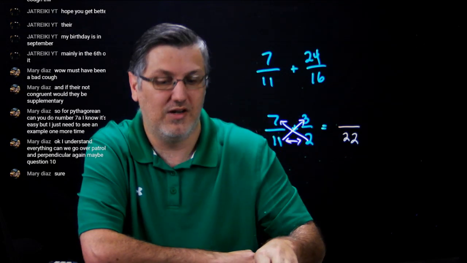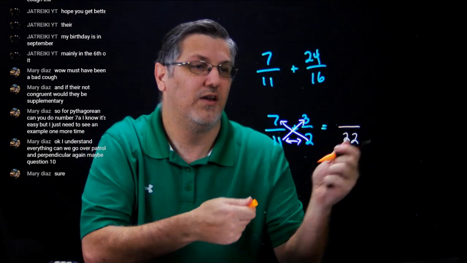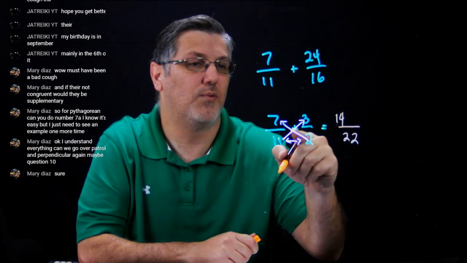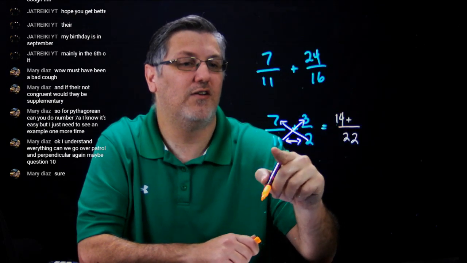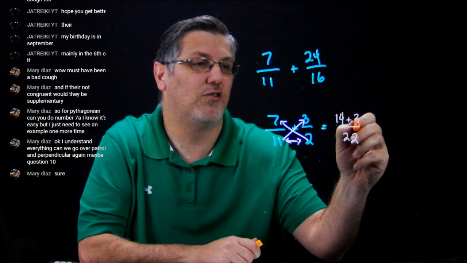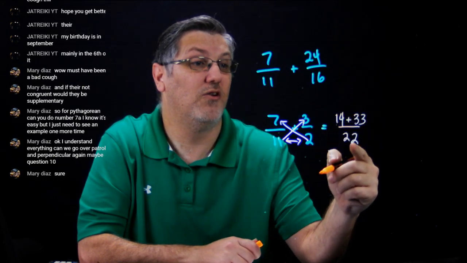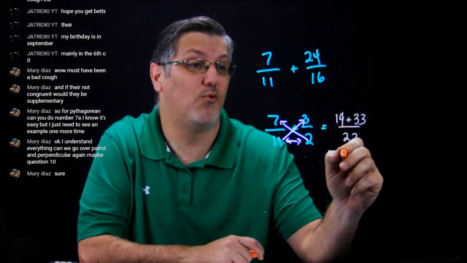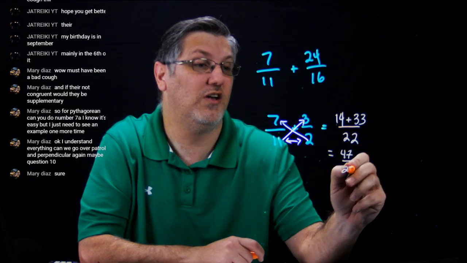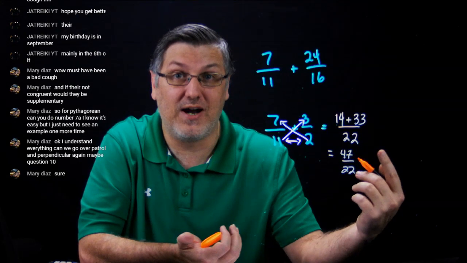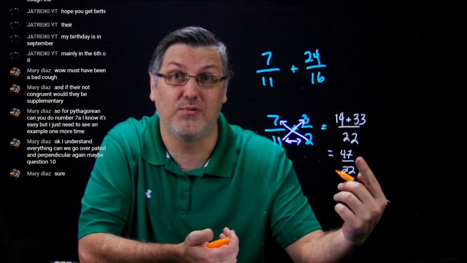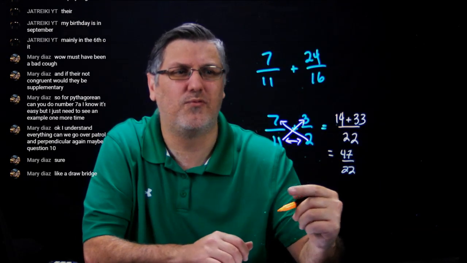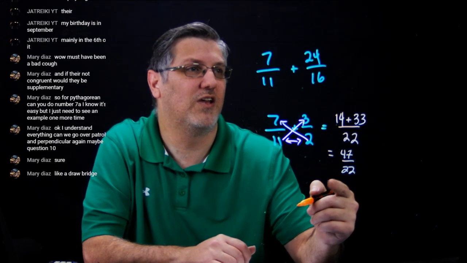2 times 7 gives me 14. I'm going to bring my plus sign over here, and then 11 times 3 is 33. And now all I do is add my tops, and I've got 47/22. Now, if this fraction is simplified, I'd make them simplify it, but this one doesn't simplify, which is kind of odd from what I said before, but that's just one of those things.